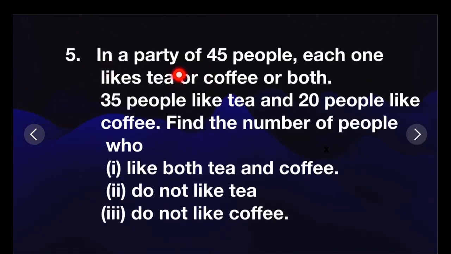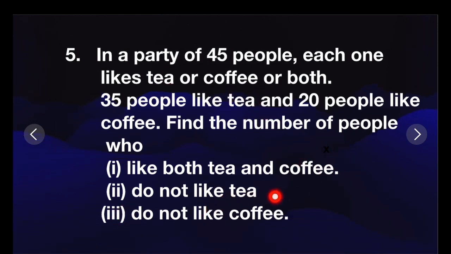Question 5. So here there are people who like tea or coffee. So first set is the people who like tea, so capital T, and capital C, those who like coffee. So there are 45 people. So n(T union C) is 45. Then n(T) is 35. n(C) is 20. So now you have to find those people who like both tea and coffee. That means intersection, n(T intersection C).